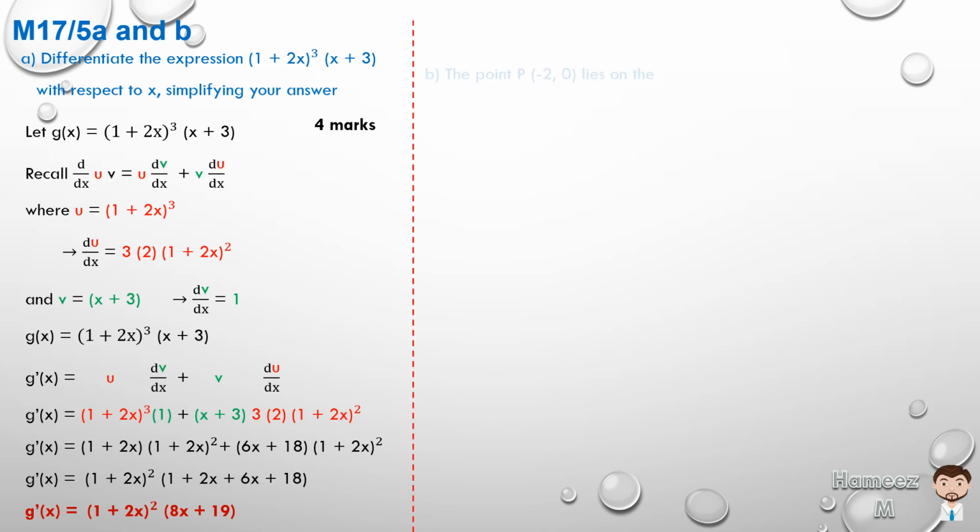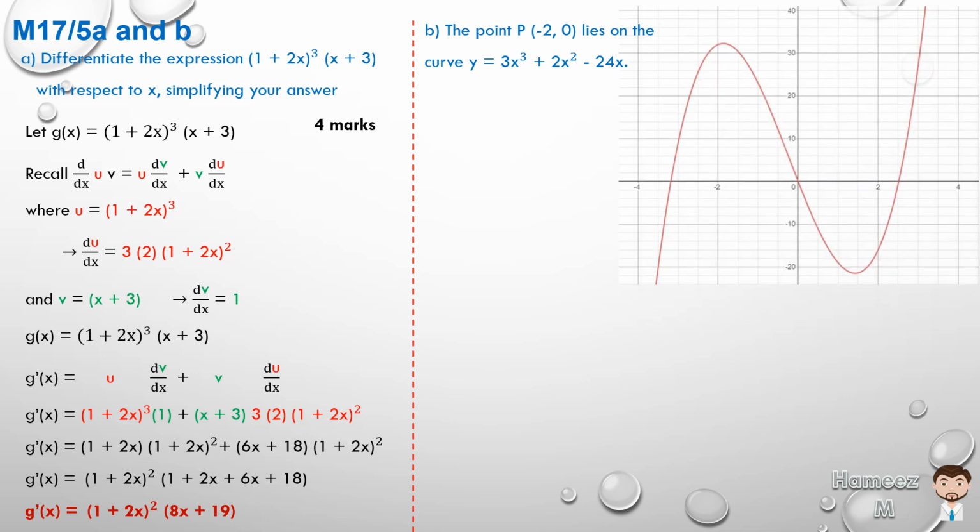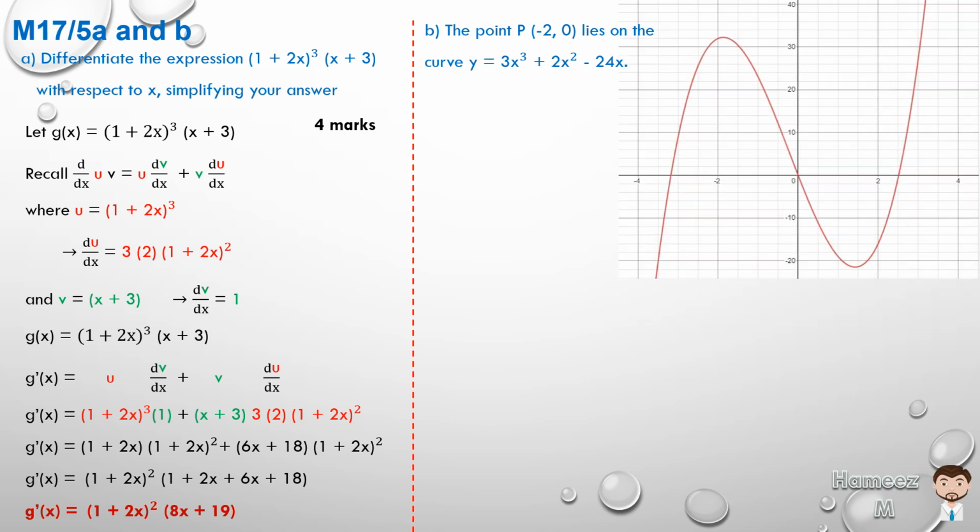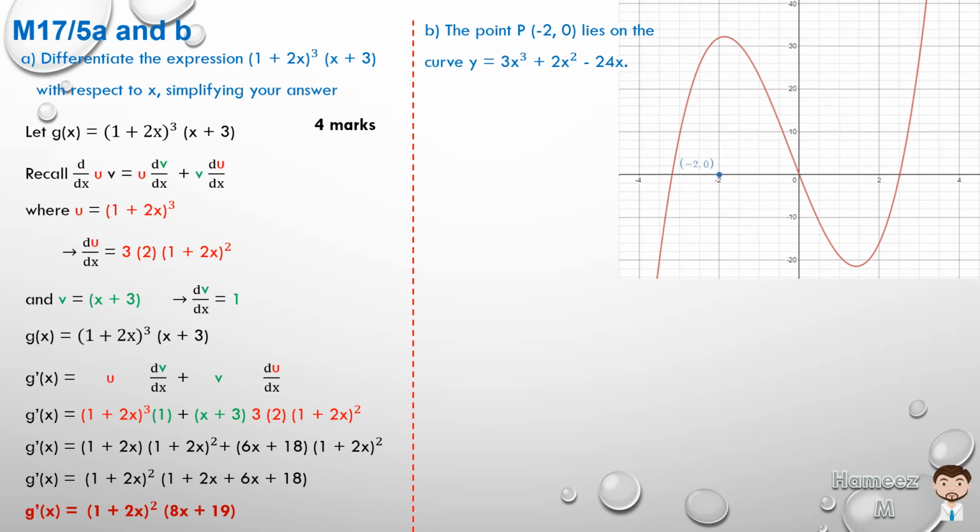Part B. The point P minus 2, 0 lies on the curve y is equal to 3x cubed plus 2x squared minus 24x. So we'll bring up this curve so students can see what it looks like. It is a cubic equation, so it means it starts from negative infinity, goes up to a maximum, comes down to a minimum, and goes back up to positive infinity. And let us now apply the point P minus 2, 0.